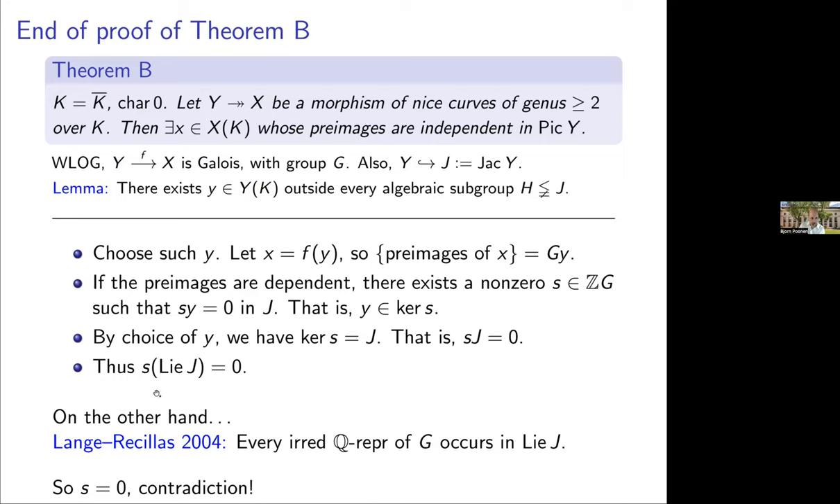So if S kills this representation, S will have to kill every irreducible representation of G. And if it kills all the irreducible representations, it'll also kill direct sums of irreducible representations. So S will have to kill the regular representation of G. But if S kills the regular representation of G, that's possible only if S is zero. And so we get that S is equal to zero, but that's a contradiction, since we were assuming that we had a non-zero S that was actually given a relation. So that's the end of the proof. This proves that there cannot be any Z-dependency between these pre-images of this X that was chosen as the image of this Y.